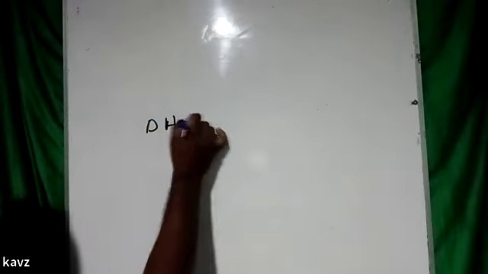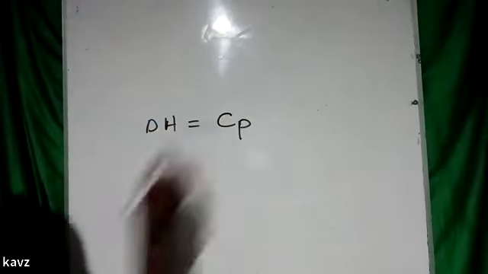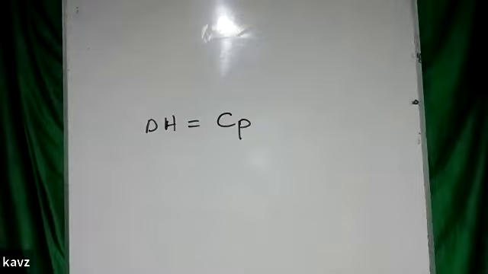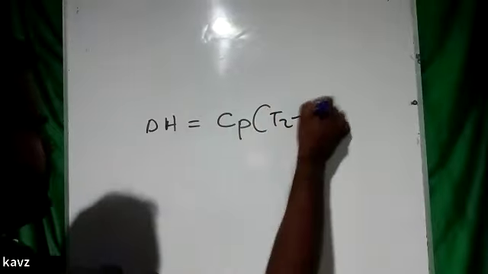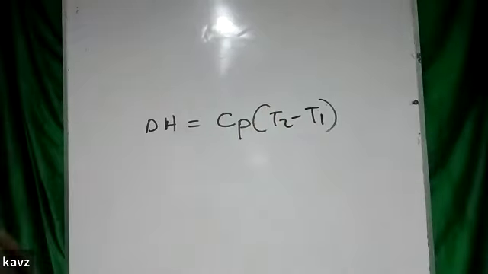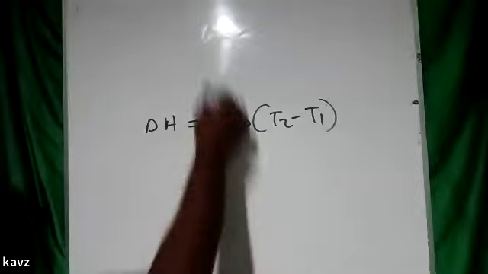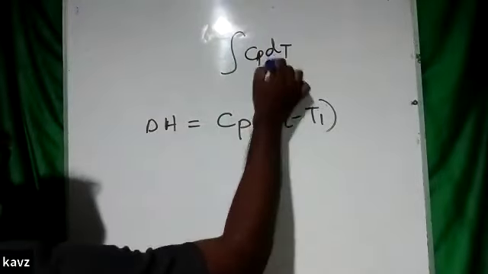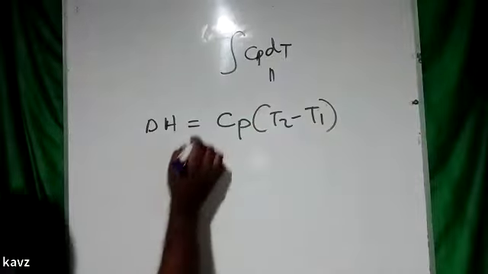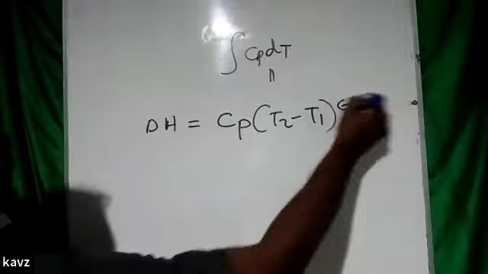is required, with CP given? If CP is given, they ask for delta H. CP times T2 minus T1. You can use the direct formula. You know how it comes by integrating this one. So what is the number? This is for 1 mole.